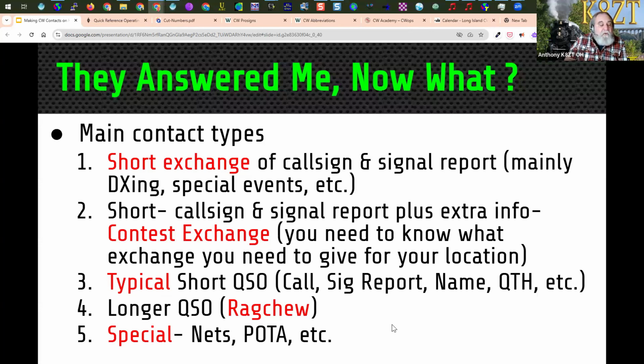Number 4 is a longer QSO. Now, a lot of times a number 3 contact turns into a number 4 contact. Maybe you send them the fact that you're using a certain rig and they have that rig, or they had that rig before. Maybe they're intrigued in the type of antenna you have, or maybe they're interested in the city you live in. And that takes a short, typical QSO like number 3 and makes it into a longer QSO, a rag chew. The 5th type of contact is a special contact. This is something like a net, a POTA operation, a special event station, and it's going to be anything imaginable. Just follow what everyone else is doing.